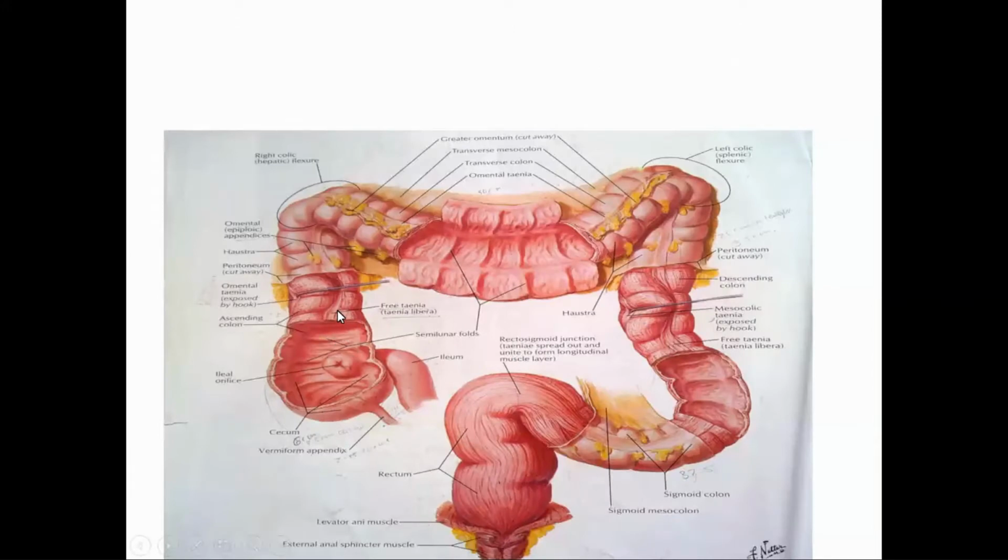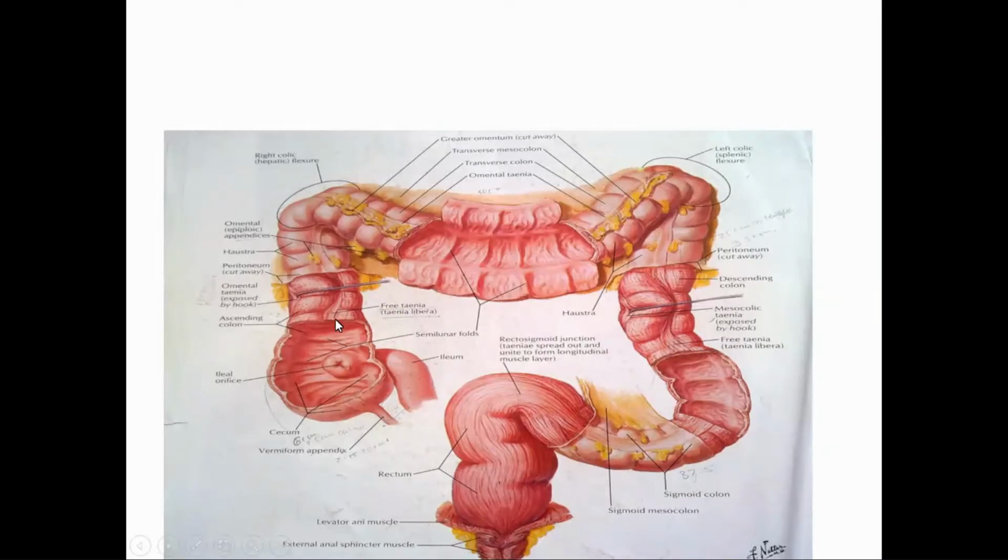And the Taenia coli are divided into 3 parts. Taenia coli are 3 in number: Taenia libera, Taenia omentalis, and Taenia mesocolica. So what are the different parts of the Taenia coli? They are the Taenia libera, Taenia mesocolica, and the Taenia omentalis.